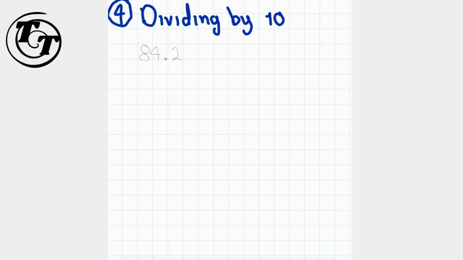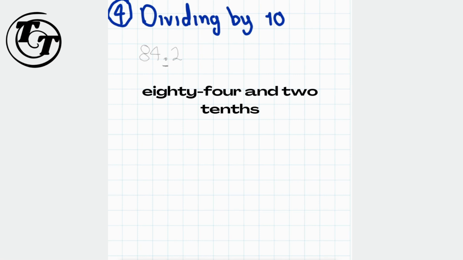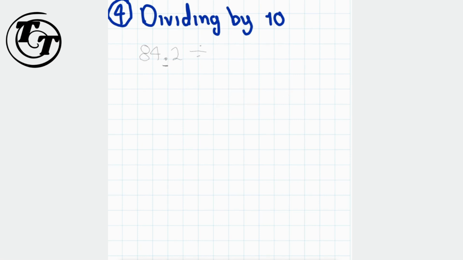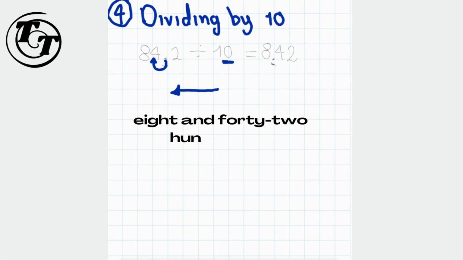Let's divide by 10. So we've got 84 and 2 tenths, and we are dividing by 10. So we know when dividing we move to the left. How many times? Once. Only one zero. So we take the decimal point once to the left, and so it is placed between the 8 and the 4 now, right? And we say we've got 8 and 42 hundredths.